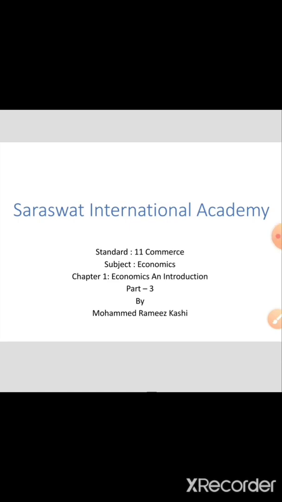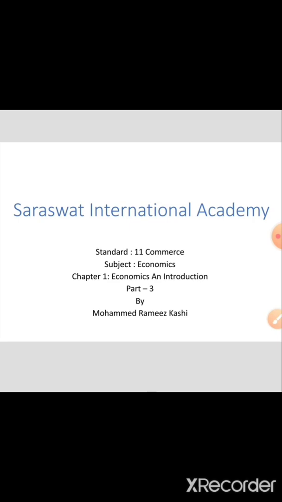Today in this session we are going to learn part 3 of chapter number 1, that is Economics and Introduction. In the previous session we studied economics in Indian thought and Western thought. We learned about Chanakya and his book named Arthashastra. We have also discussed the definitions given by Adam Smith and Alfred Marshall. In today's session, we are going to learn the definitions given by Paul Samuelson and Lionel Robbins.